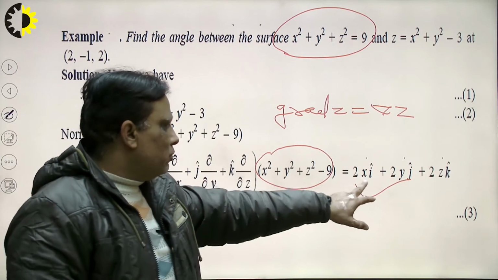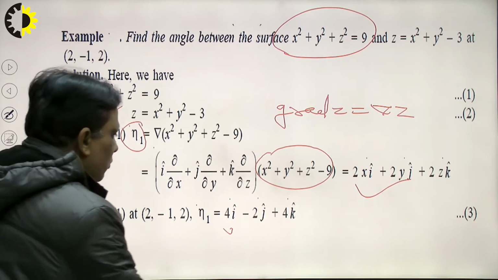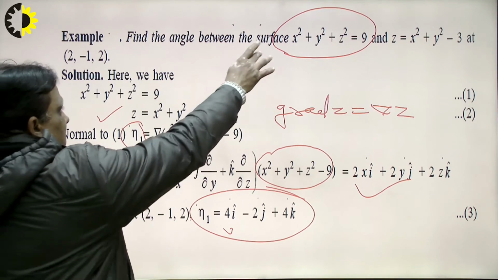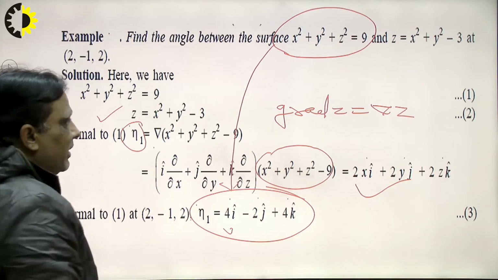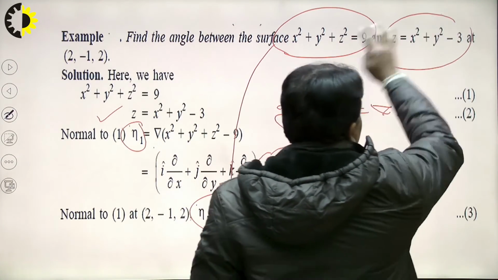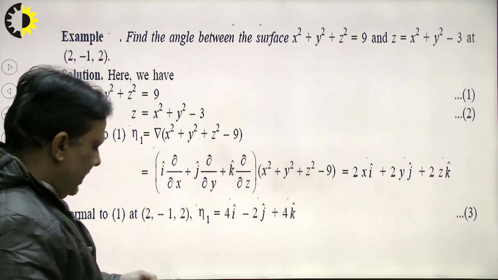So 2 minus 1, 2 twos are 4, minus 2, and 2 twos are 4 here. So this is the vector. This is known as vector n1. This is with the help of this surface. Now we calculate the vector n2 by using this surface. In this way we calculate the two vectors.